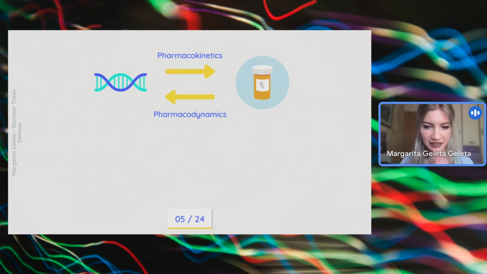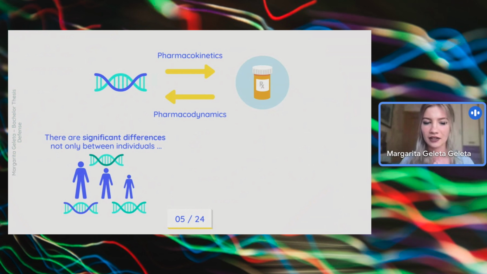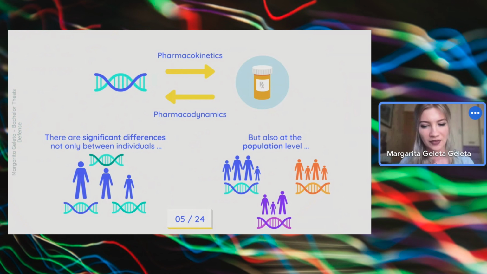We have pharmacokinetics, which is how an organism affects a drug, and we have pharmacodynamics, which is how a drug affects an organism. And the thing is that there are significant differences not only between individuals, but also at the population level. And this is where we have to determine what exactly a population is.